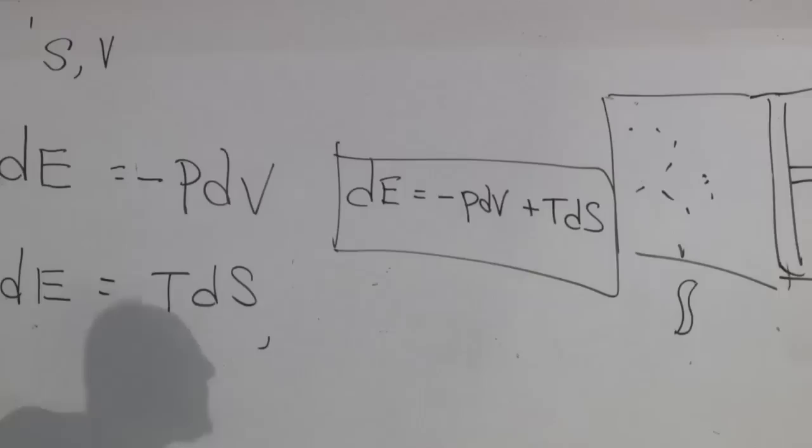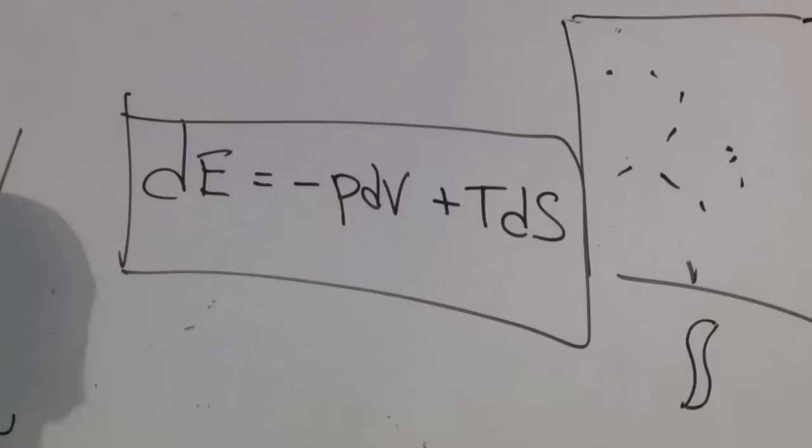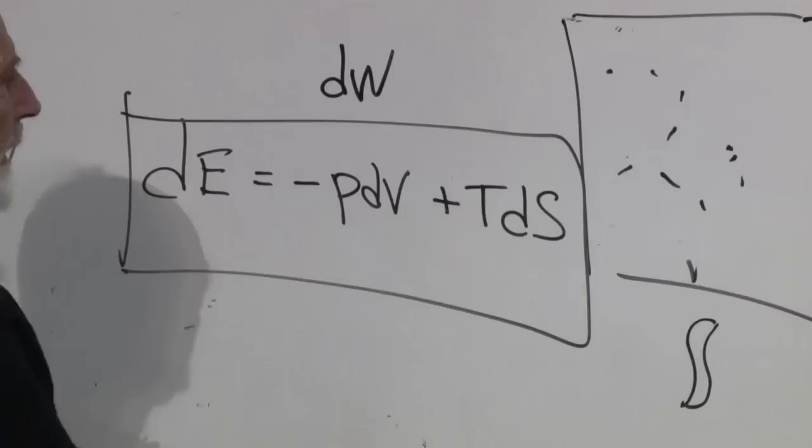That's called the first law of thermodynamics. And it just expresses energy conservation. Incidentally, who's doing work? This is work. It's called dW, the work. And this is called dQ.